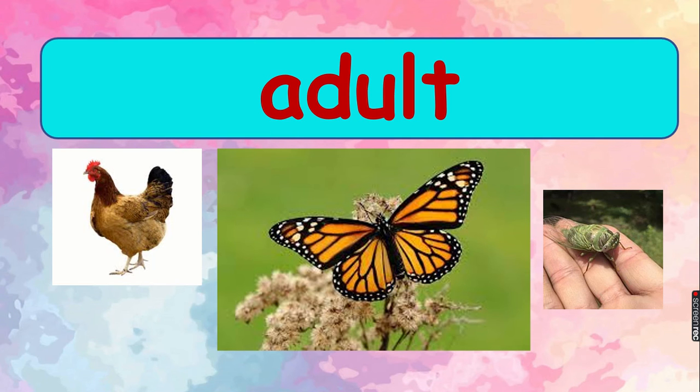Next is adult. So the first adult we talked about was about the human life stages. For this one is the life cycle generally. The adult chicken, the adult butterfly, the adult cicada. Can you say that again? Adult. Some people say adult differently. I usually say adult. So maybe you should stick to adult.